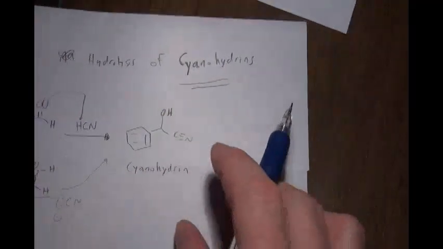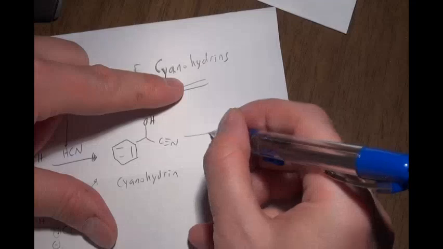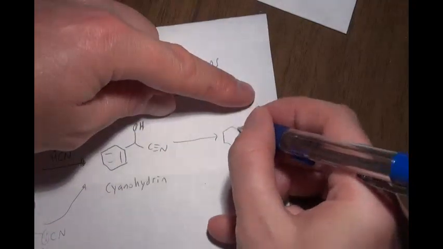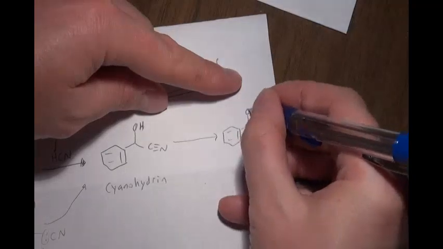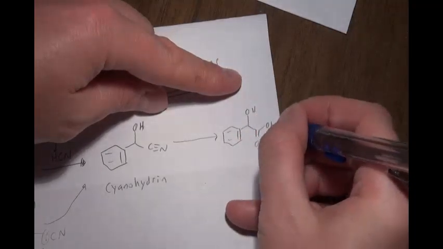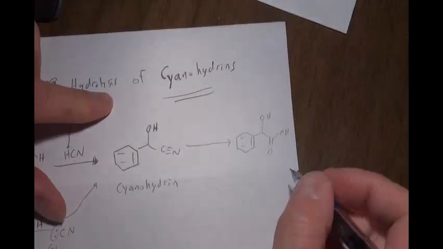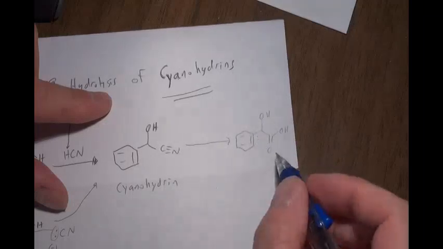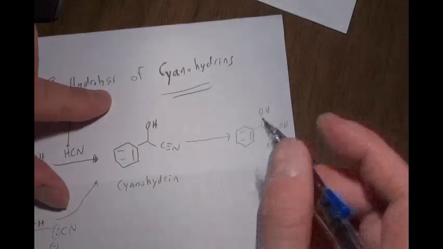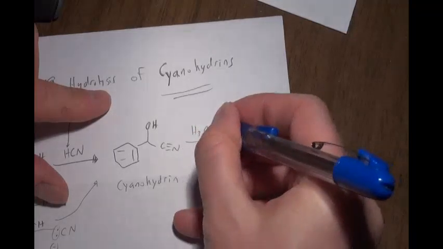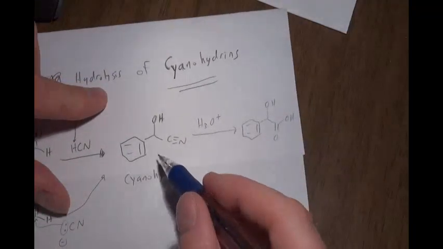But anyway, then it's like, well, we got this. Can I do something with it? Maybe convert it to an alpha hydroxy carboxylic acid. So I can convert the nitrile of this cyanohydrin to a carboxylic acid. And how do I do it? Well, you just learned how. H3O plus. So this is just a different kind of nitrile.